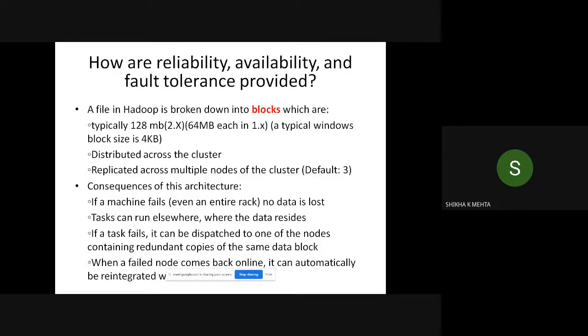So we call it a fault tolerant system in Hadoop, because of which Hadoop has become popular. Because of its efficiency, reliability, and availability, Hadoop is being used by the industry for handling big data storage as well as processing.